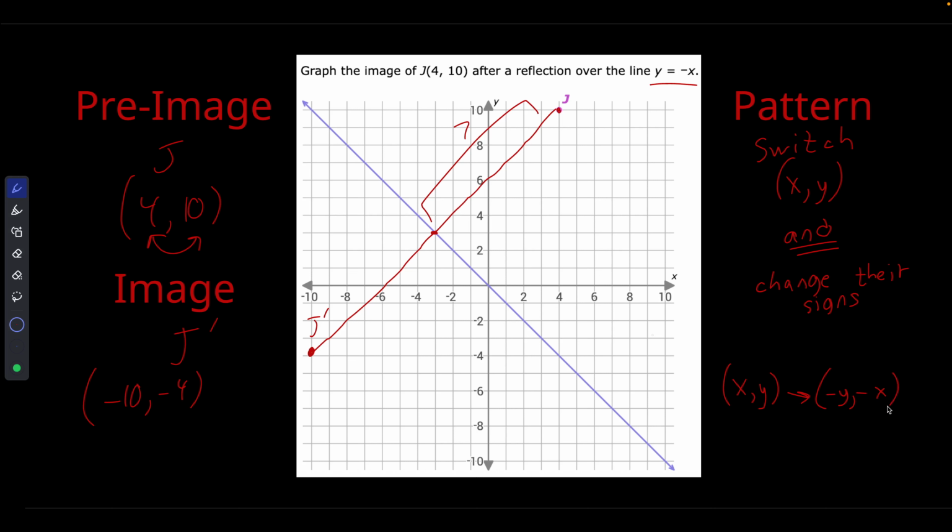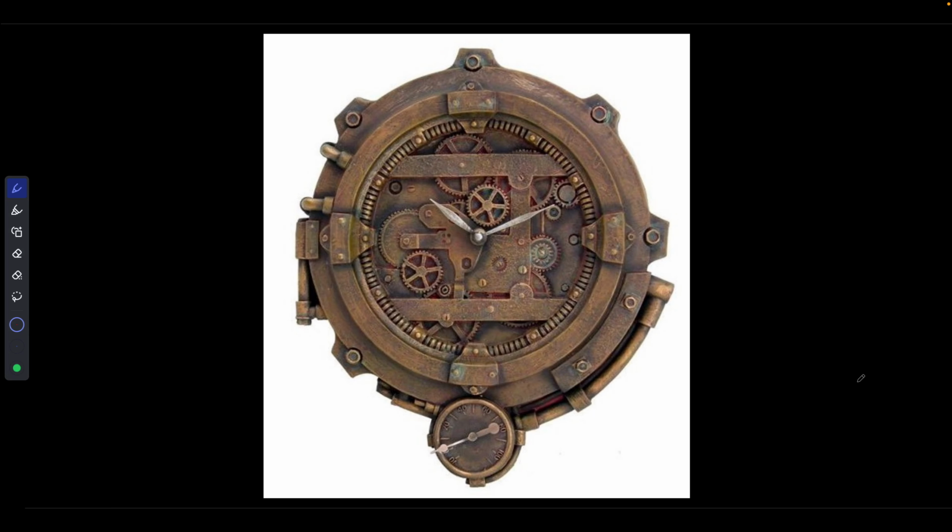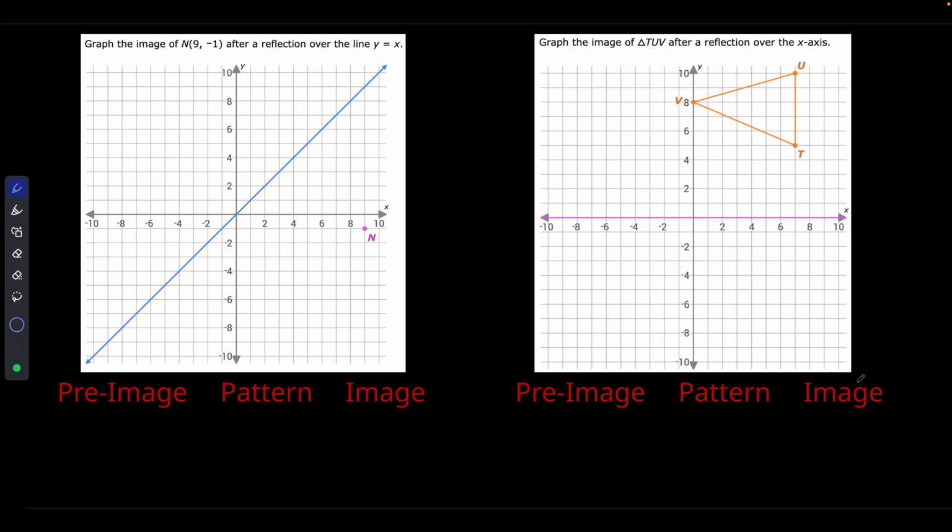All right, here's our clock for today, which means that it's time for you to practice what you just learned. Go ahead and pause the video and try these two problems on your own. Take special note that these are two cases that are a little bit different. Y equals x. We did y equals negative x, so this is a change. And this is a reflection over the x-axis, not the y-axis. So again, see if you can figure out the patterns for these problems. When you're ready, you can unpause and we will check your answers.